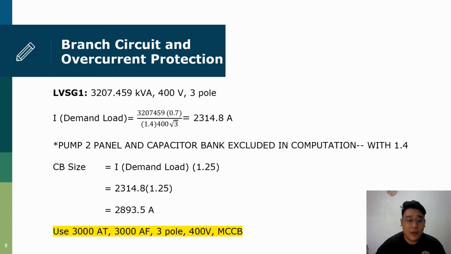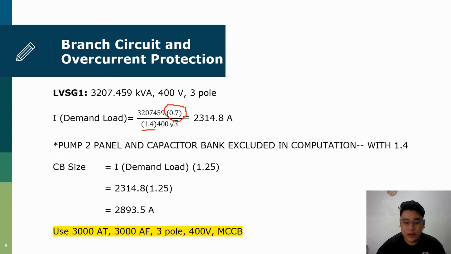Pagkuha ng current demand load is equals to 3,207,459 multiply by 0.7 divide by 1.4 times 400 square root of 3. So, ang 0.7 is the demand factor and 1.4 is the diversity factor.